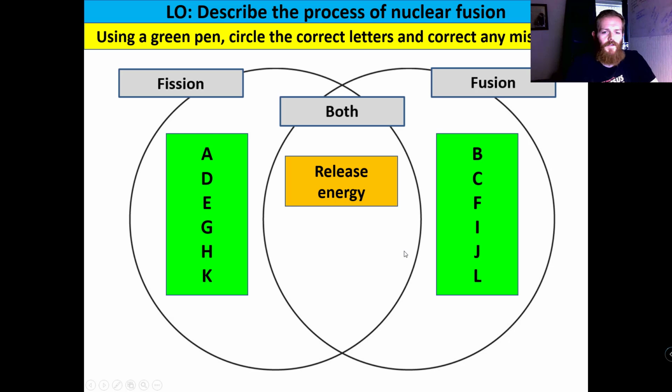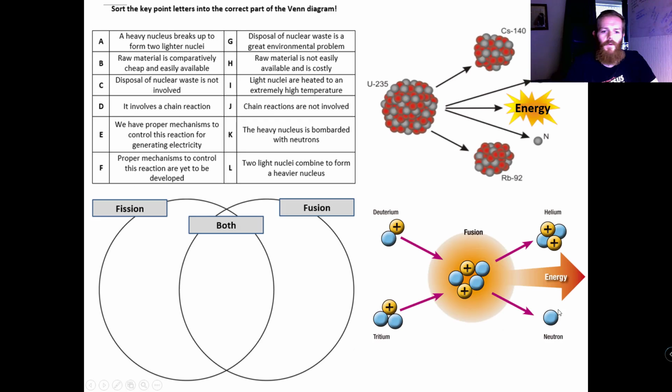The other thing that they both have in common is that they both emit neutrons. So if I go back a little bit, you can see in fission, neutrons getting released. You can see in fusion, neutrons getting released. You can see in fission, energy gets released. In fusion, energy gets released. Okay, so I've gone back now, so you can actually look at those letters if you want to. So yeah, that is how I wanted you to sort it out.